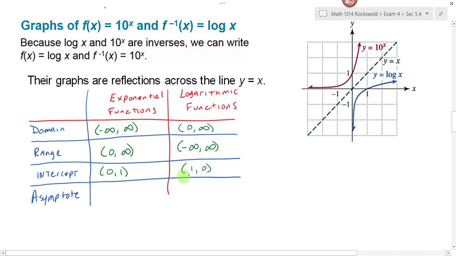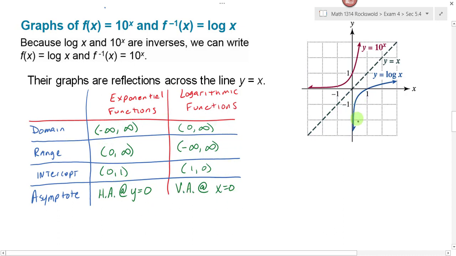Notice we switch x's and y's and we switch domains and ranges. On the exponential function, we have a horizontal asymptote at y equals 0, the equation for the x-axis, and on the logarithmic function, we have a vertical asymptote at x equals 0, the equation for the y-axis. Because these functions are inverses, we end up switching x and y's, and that causes these properties to fall out.